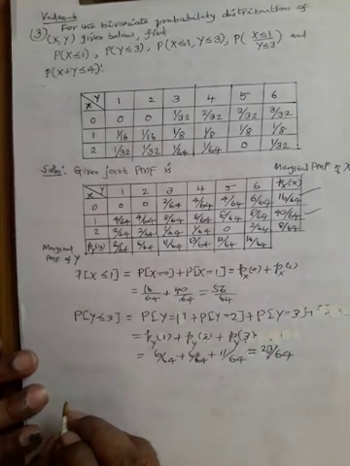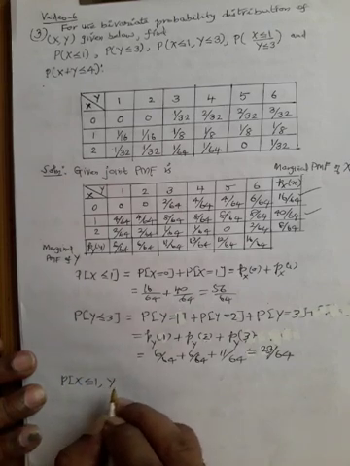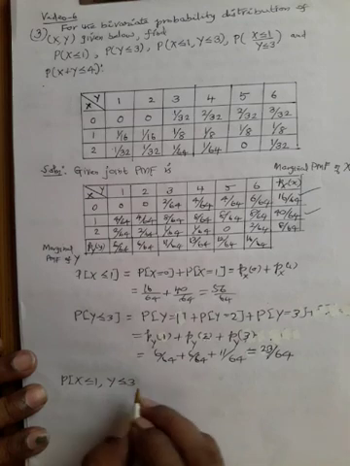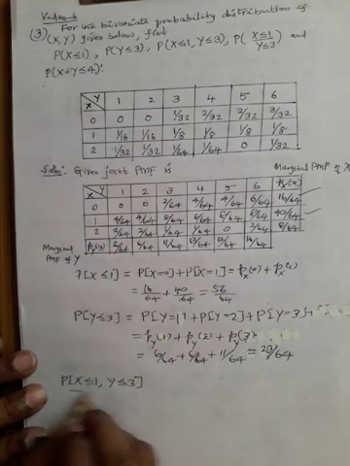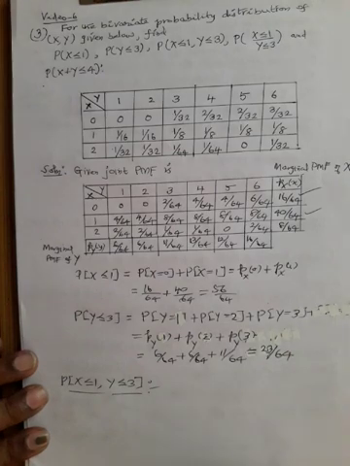And then the third one, P of x less than or equal to 1, comma y less than or equal to 3. This we will do in the next video. Video 7 we will go to.